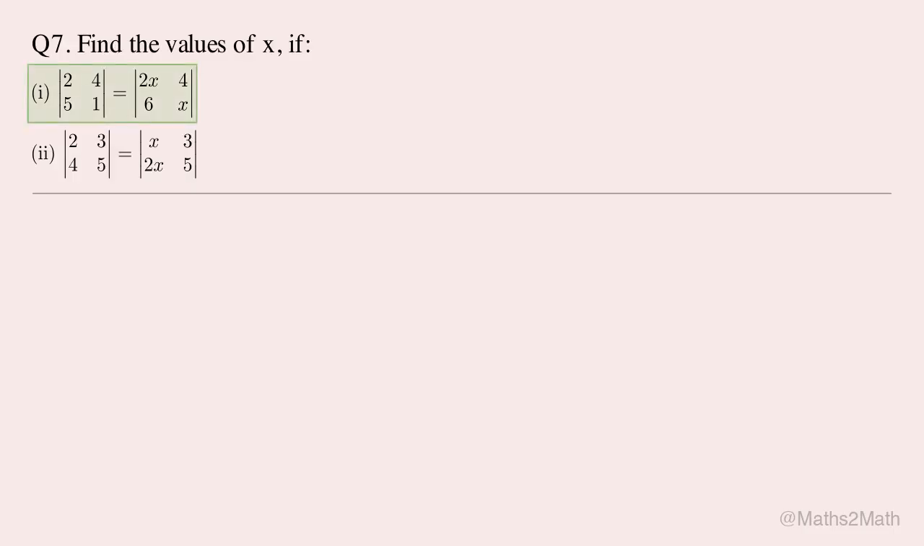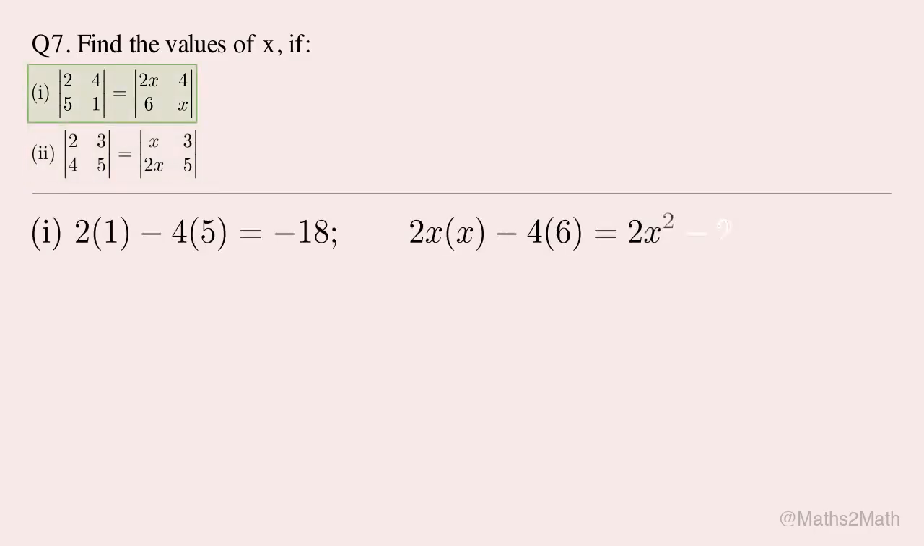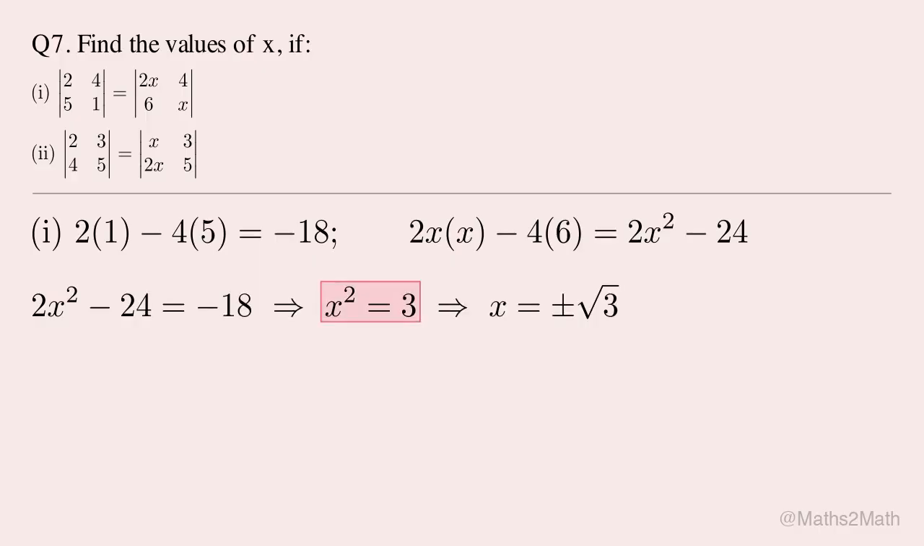Question 7. 2 determinant equations, evaluate each side, then solve. Part 2 hides a linear equation. Part 1 a quadratic. Part 1 left side, 2 minus 20 is minus 18. Right side, 2x squared minus 24. Equate, 2x squared is 6, x squared is 3, x is plus or minus root 3.